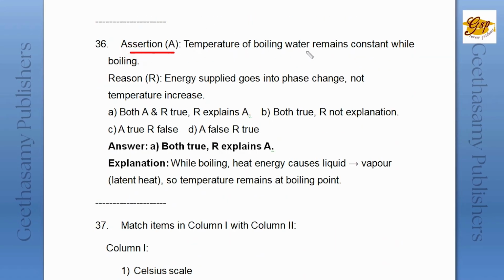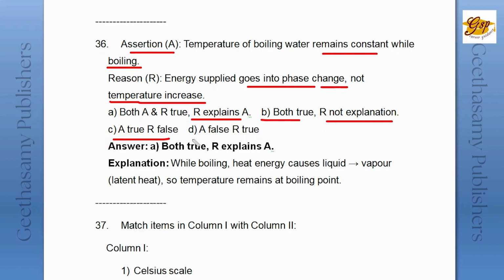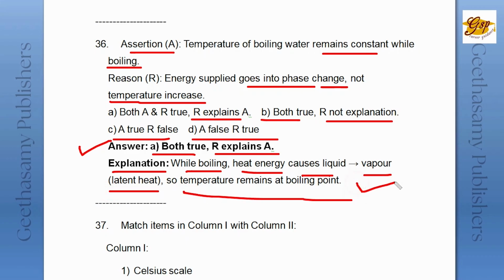And 36th question. Assertion: the temperature of boiling water remains constant while boiling. Reason: the energy supply goes into phase change, not temperature increase. Options: both A and R are true and R explains A; both true but R does not explain A; A true and R false; A false and R true. The correct answer is both are true and R explains A. While boiling, heat energy goes into the latent heat of vaporization, so the temperature remains at the boiling point.